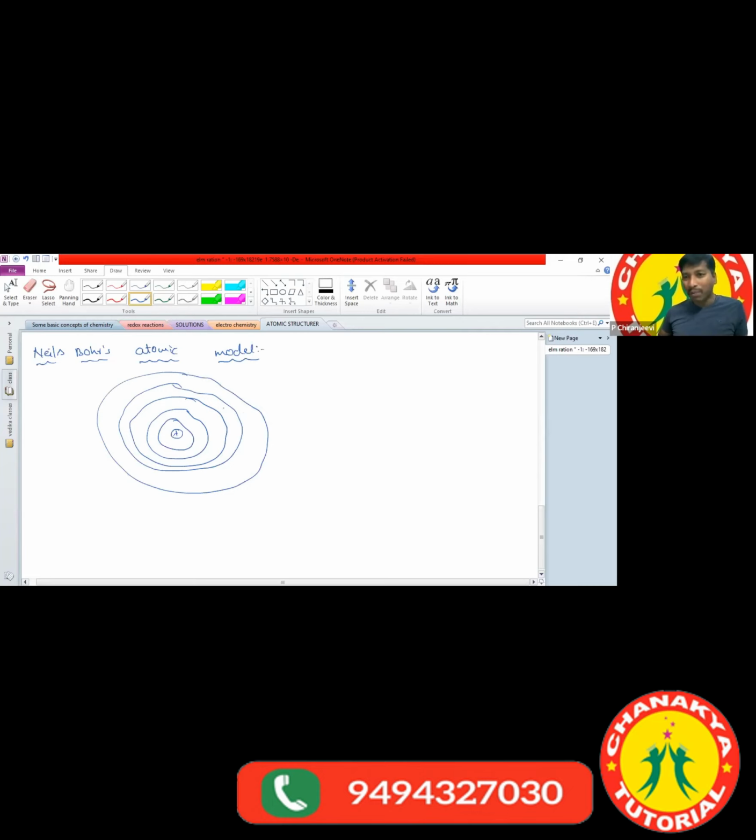I'm not getting the diagram properly. Okay, so try to understand. Otherwise, just one second.